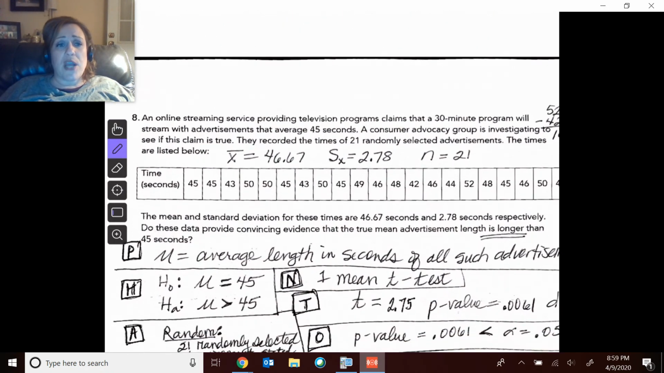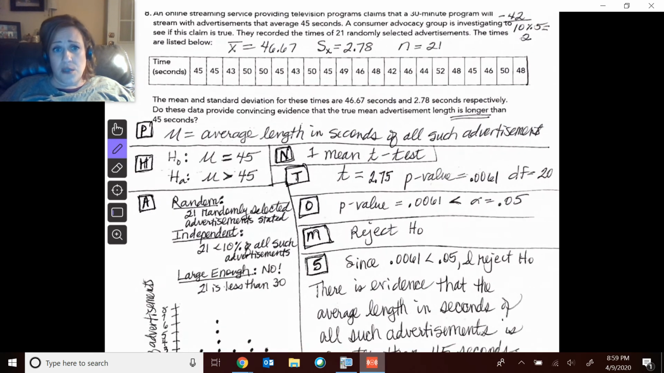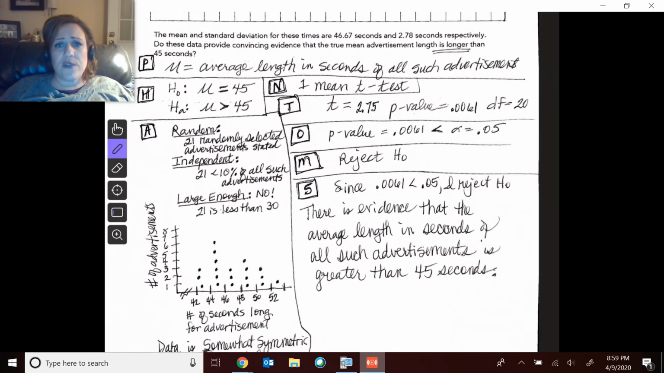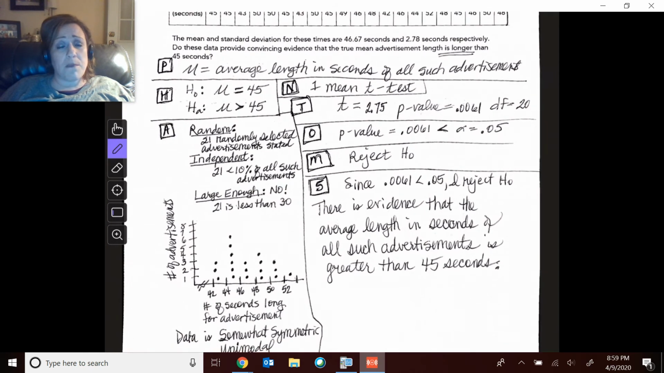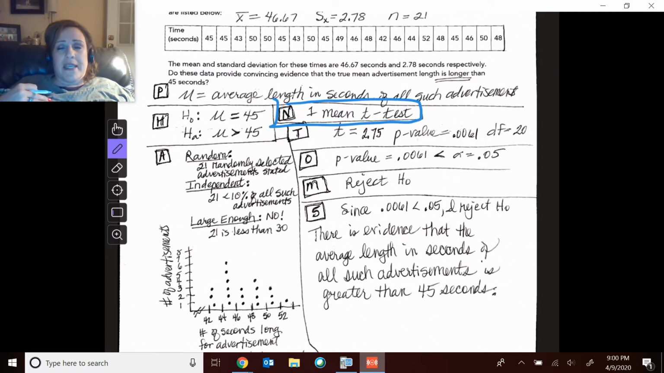All right, now number 8 was running a full hypothesis test. So I tried to do that pretty clearly here. This was just about one mean. Now, interestingly enough, I went and put it in my calculator. I did not do the calculating by hand. I did a one mean t test in the calculator. You can see I did not show the math work. And I'm fine with you guys doing that.